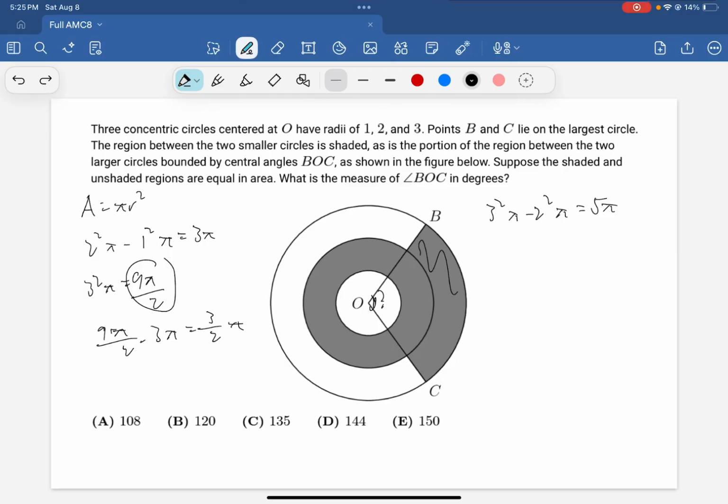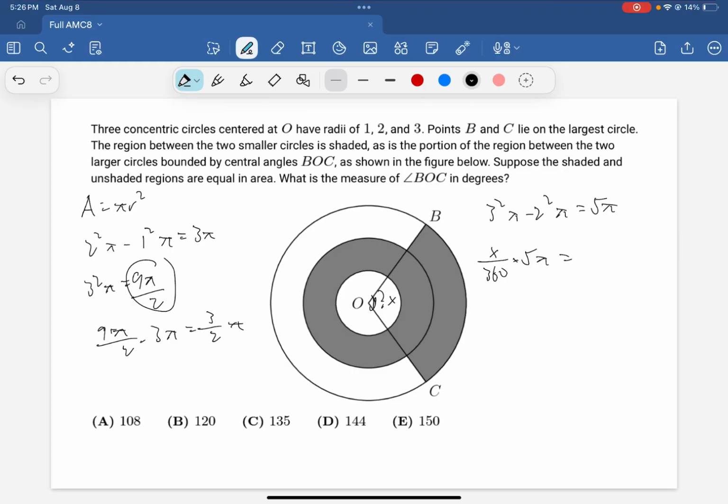But this area is just a fraction of that. And what fraction is that? Well, it's this angle, let's call it x, divided by 360. 360 is the angle of an entire circle. So this is the fraction of the area that this portion takes up. So we can just multiply that by 5 pi. And this is now the area of this section.